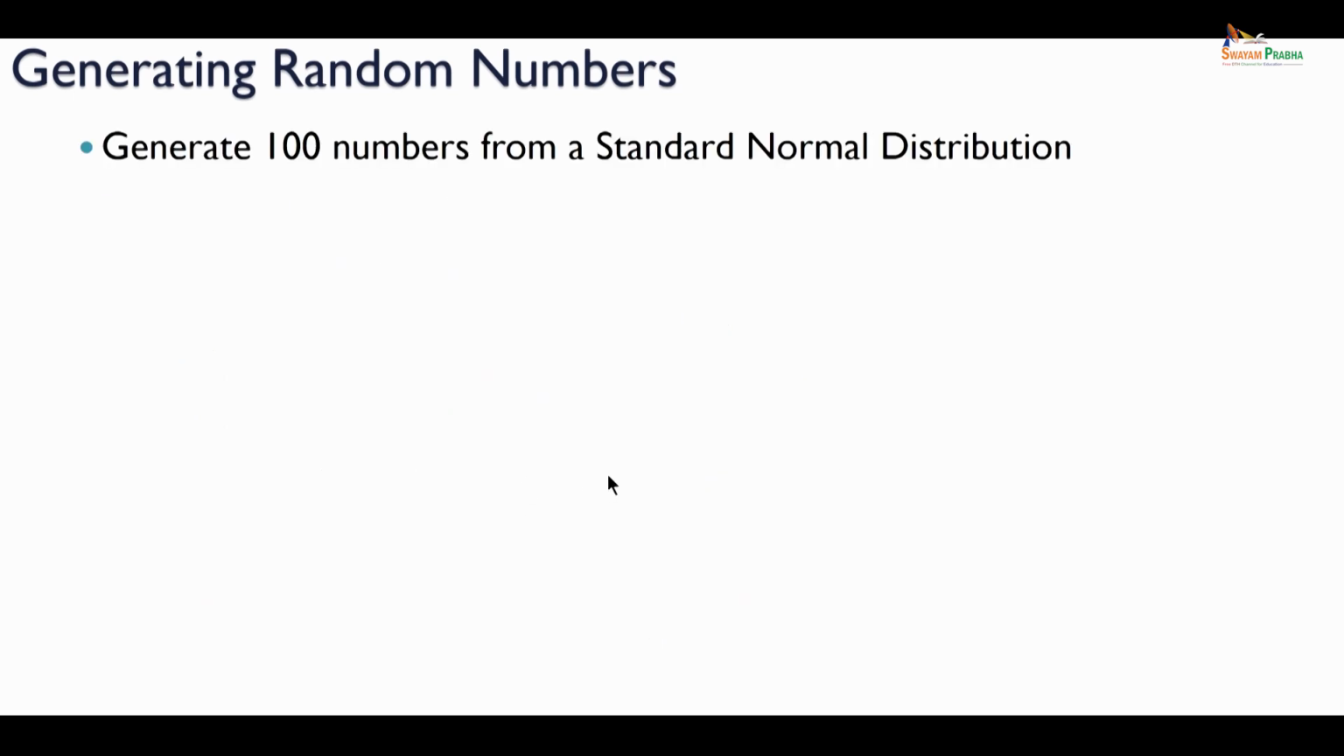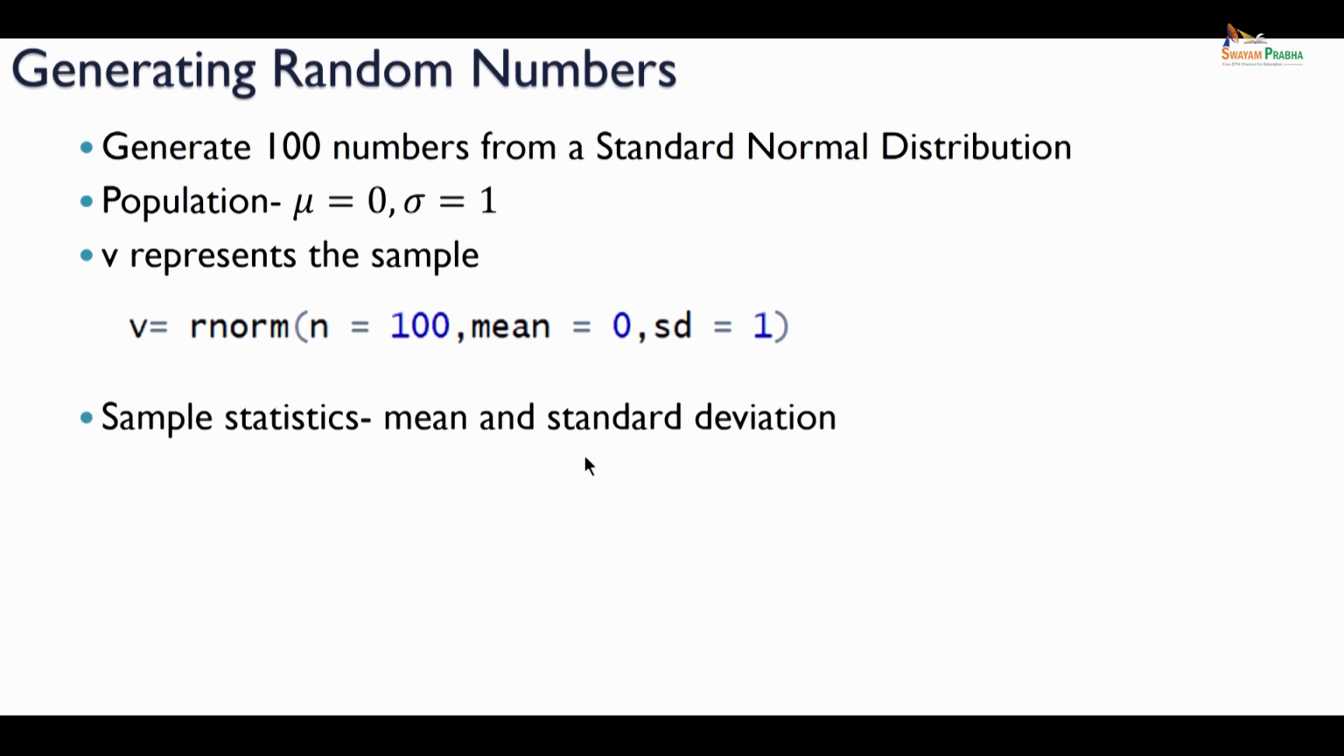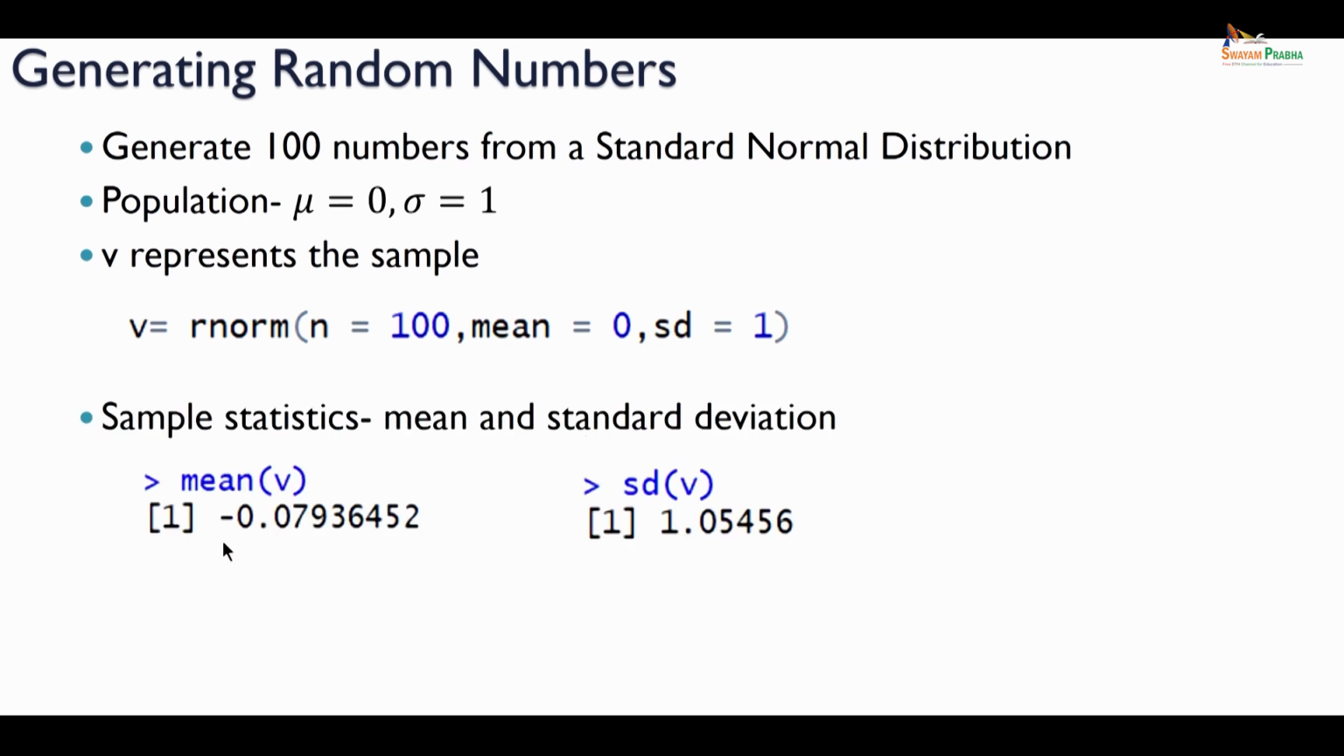I am going to repeat the same procedure, and instead of n equal to 10, I am going to give n equal to 100. Now, I am going to compute the sample statistics. I can see the sample mean is minus 0.08, which is really closer to 0, and the sample standard deviation has also improved and is at 1.05. So, this tells you that the more samples you have, the better they represent the population.